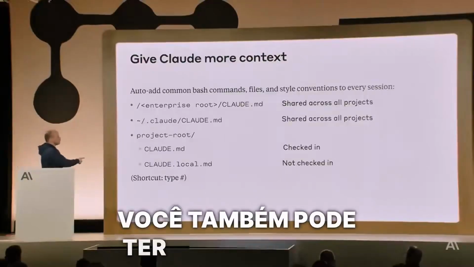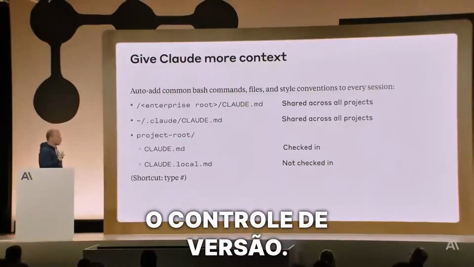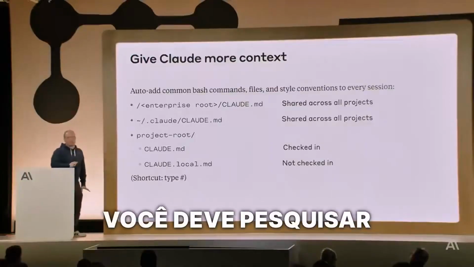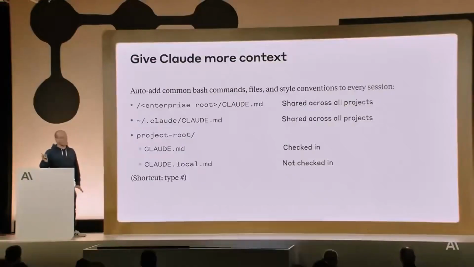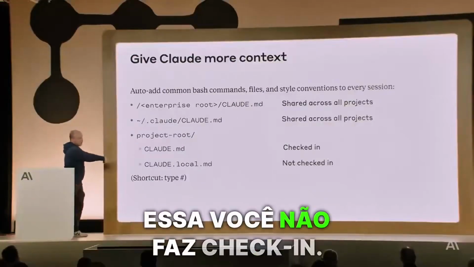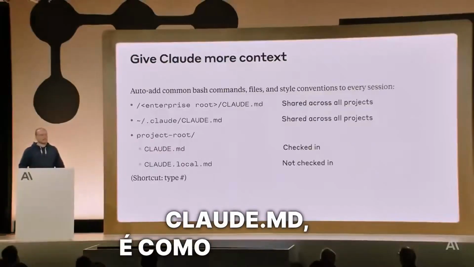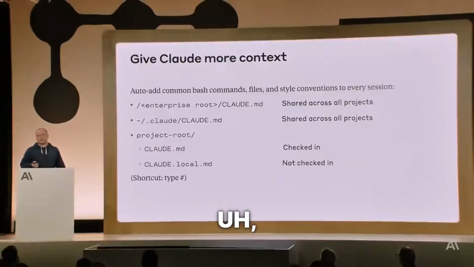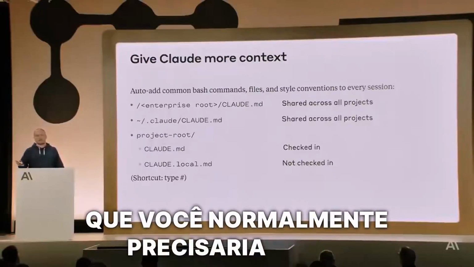You can also have a local CLAUDE.md, and this one you don't usually check into source control. The regular CLAUDE.md, you should check into source control and share with your team, so that you can write it once and share it with your team. This one, you don't check in. It's just for you. The kinds of things you put in CLAUDE.md are common bash commands, common MCP tools, architectural decisions, important files, anything that you would typically need to know in order to work in this code base.